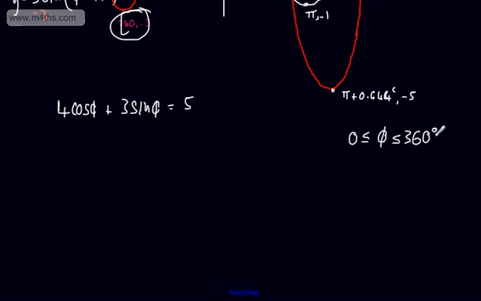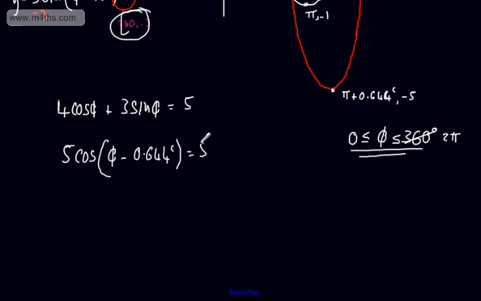Now, it's not always going to work out this nice for you, but if we consider what we've got, 5 cos of theta minus 0.644. So let's just solve this in radians, as we were working in radians before, so we'll keep that there. So 0.644 radians, and that's going to be equal to 5. Dividing both sides by 5, cos of theta minus 0.644 radians will be equal to 1. So what we would do is get a principal value for this.